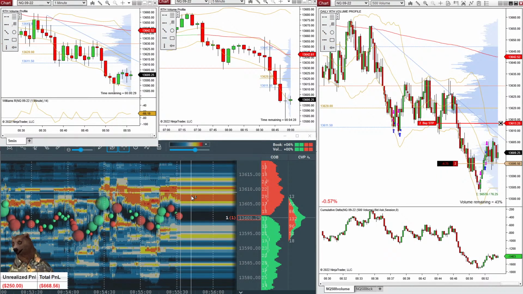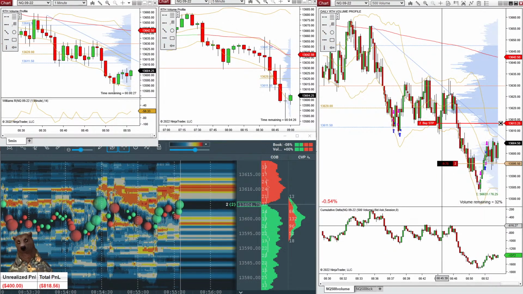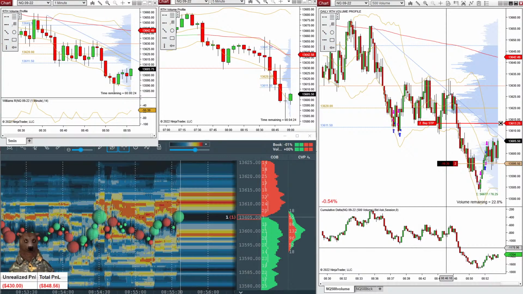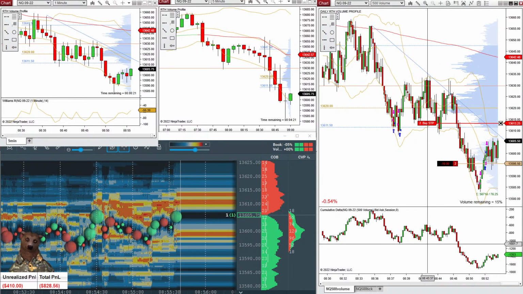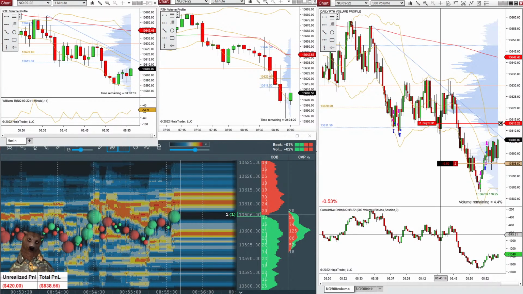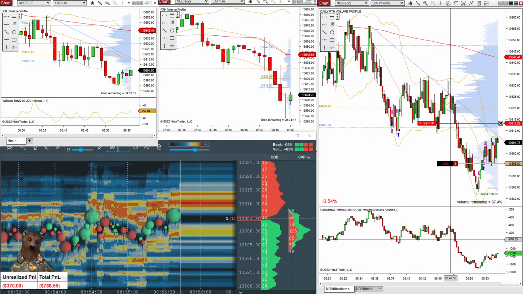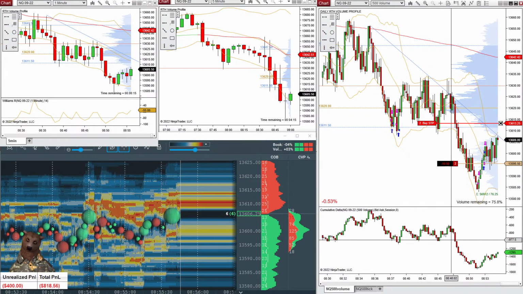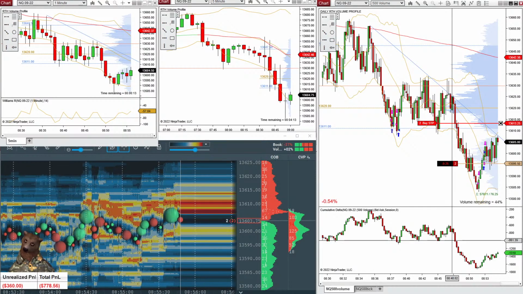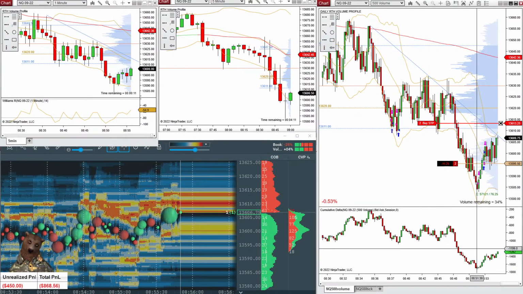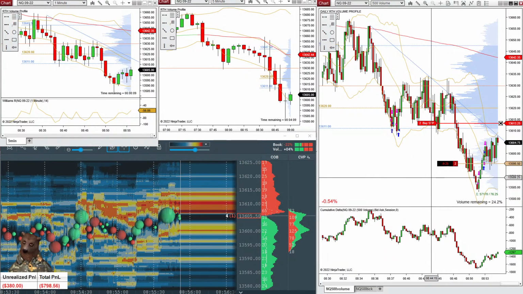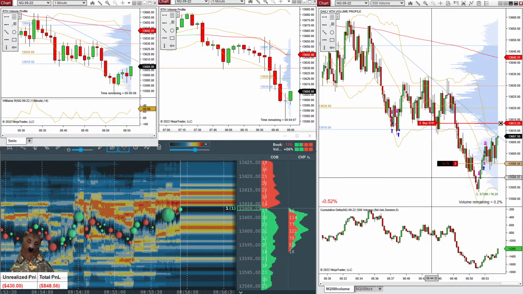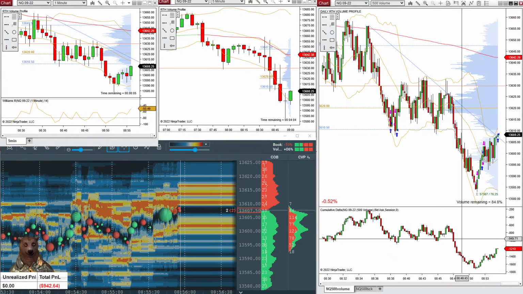You can see all this selling pressure on top of it. So if it gets through that, then you just got to get out of it. Need to get out. This delta's moving up too much.